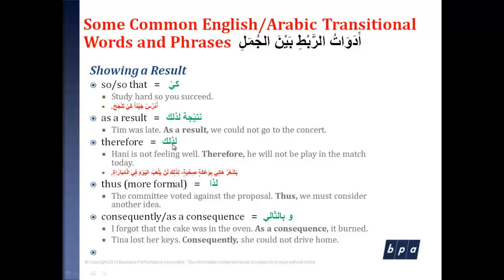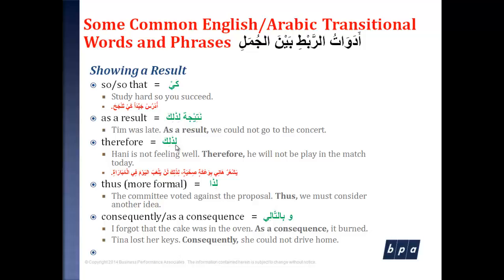Therefore, لذلك. If you recall, li is like ila in Arabic, and ذلك is that. So you could break this to the two particles or articles that make the expression لذلك. Li is ila, to, or to in English. ذلك, that. So as you say, therefore, or the expression to that effect. لذلك.